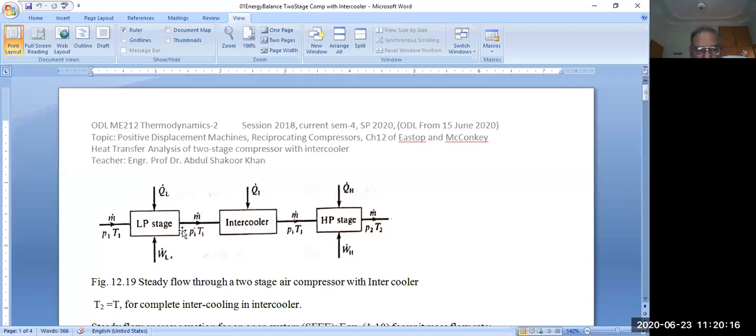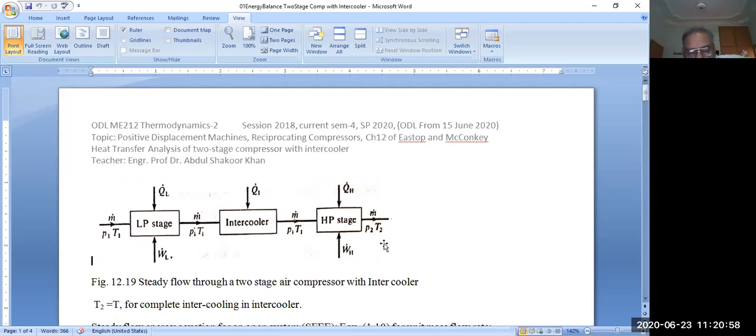Now, each stage, each box shown here, LP, intercooler, HP, represents one open system, where mass is entering, mass is leaving. Entering conditions at the LP stage are P1, T1. Leaving condition is PI, TI. I means intermediate. One is suction or induction. And again, pressure is the same in intercooler, PI, but temperature is reduced to T1. Then pressure PI and T1 is entering condition to the high pressure stage.